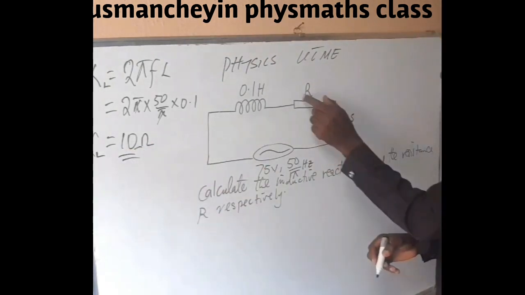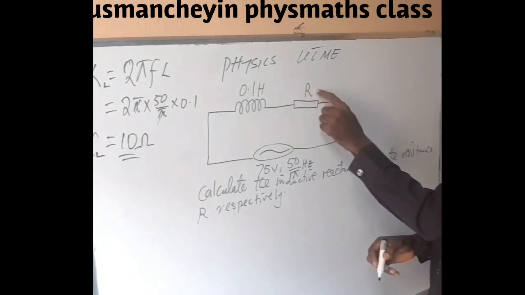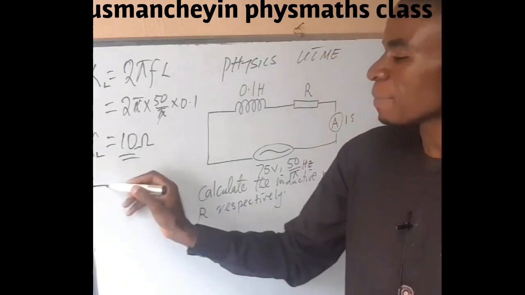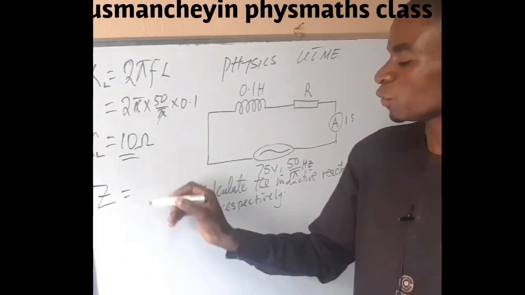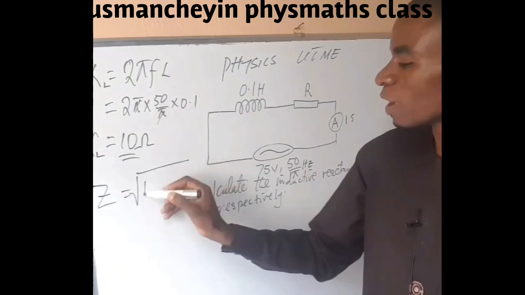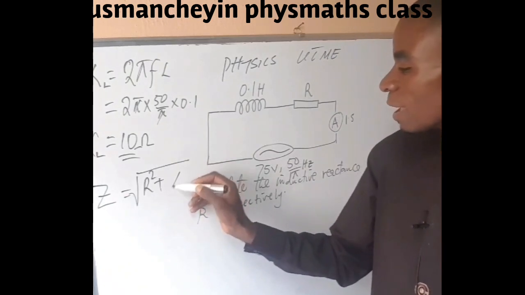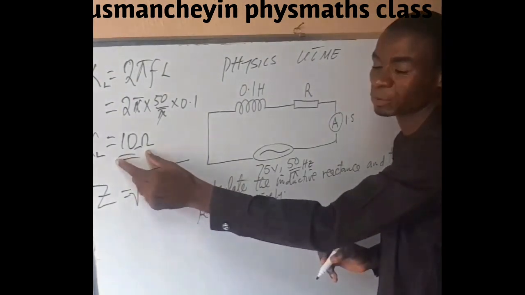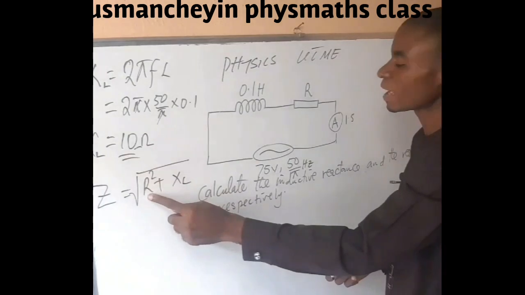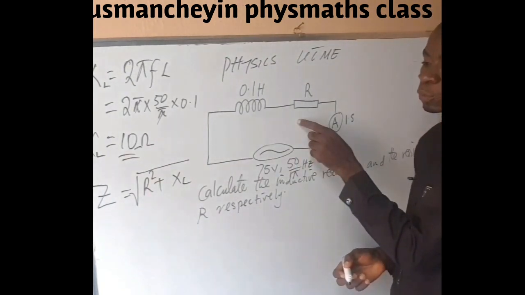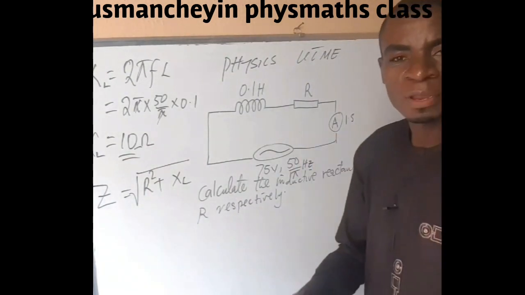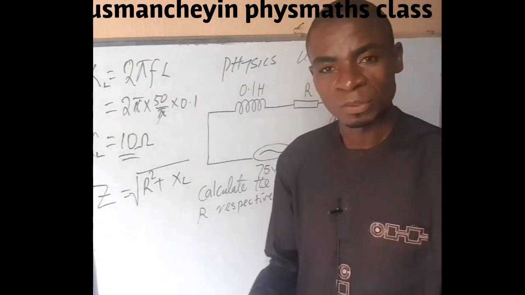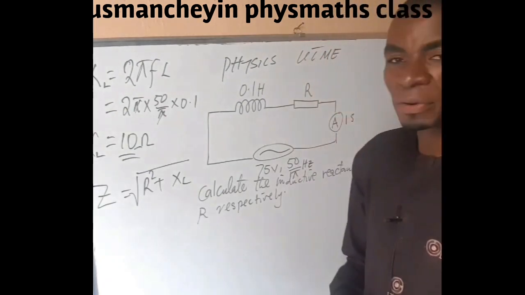The second part of it, we are asked to calculate the R. And for us to calculate the R, we have to fall back to this relationship. Impedance Z is equal to the square root of R square plus XL square. And we know our XL. Our XL here is already 10. We have calculated it already. And the R, that is what they want us to calculate. But then we still have one question that is unanswered. What is our Z? Our Z we don't know, but we can still use another relationship.